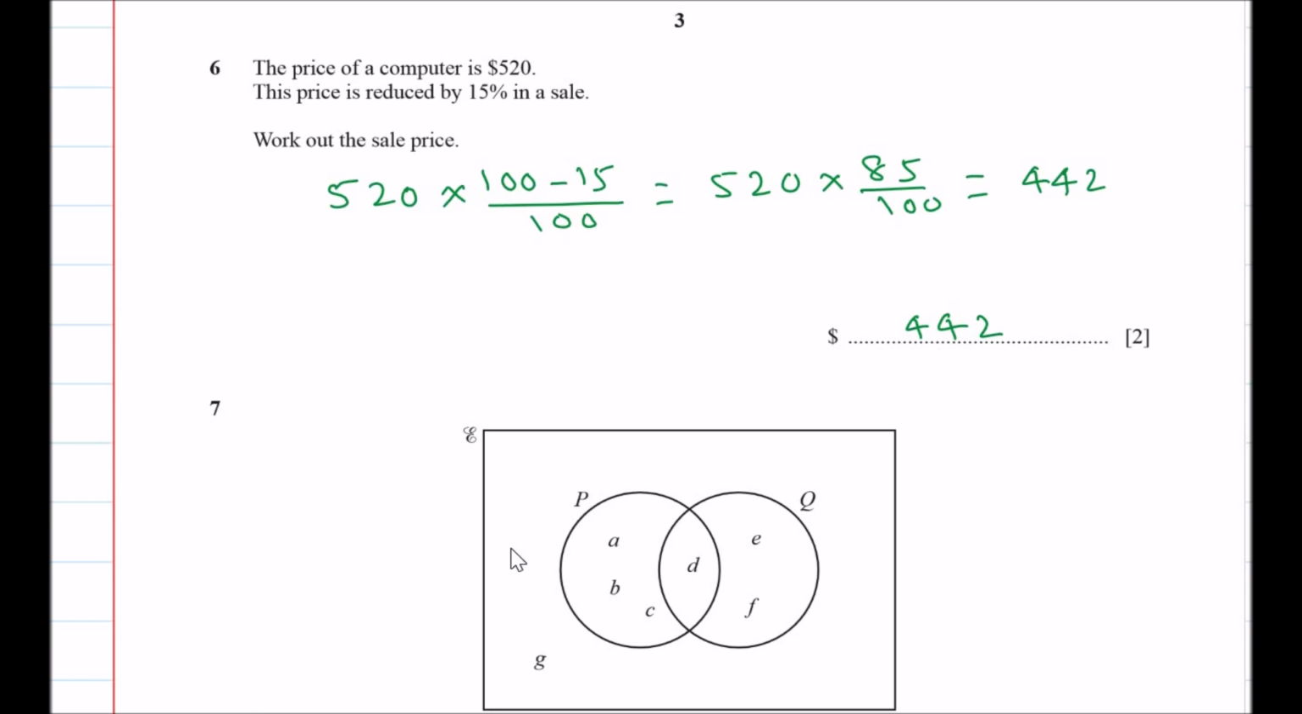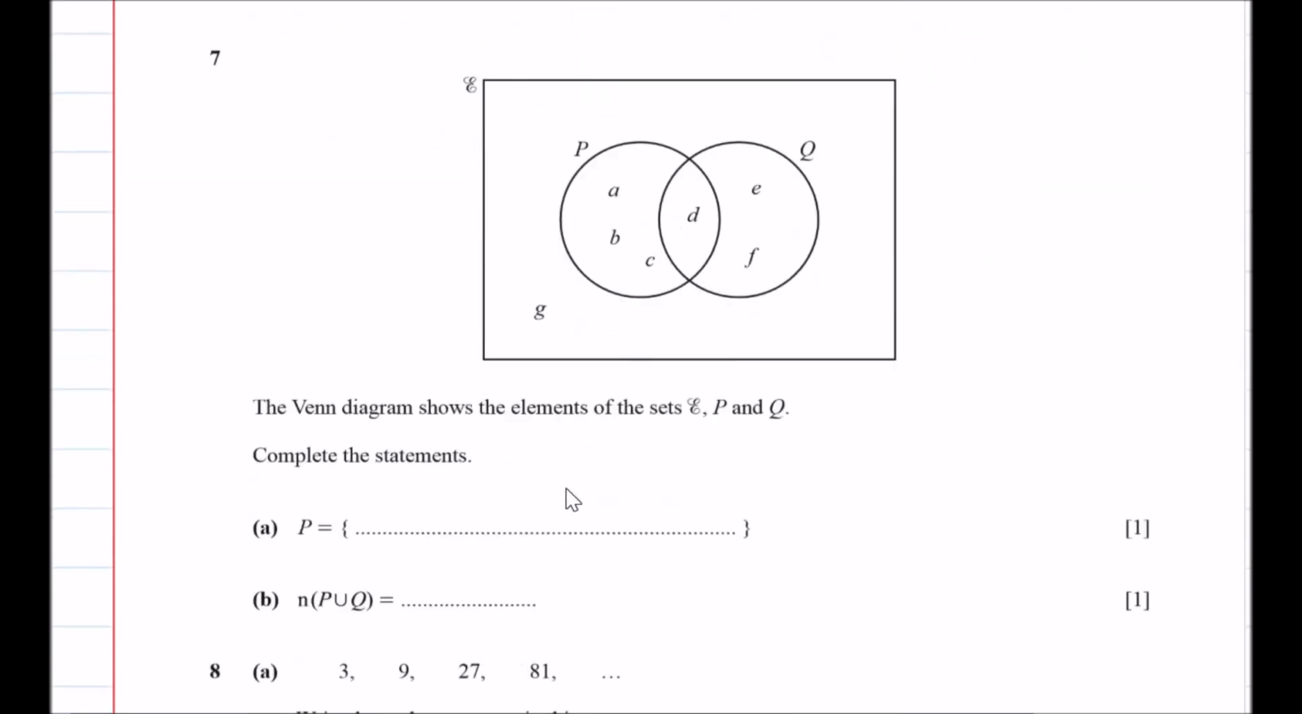If you have to increase, suppose it was increased by 15%, then we'll do 100 plus 15 divided by 100.